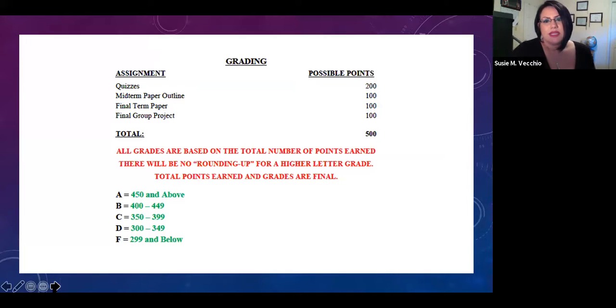So what I have done is provide an outline of what assignments would be involved, and there are 5 quizzes. There would be a midterm paper, an outline of a final term paper, and a group project. And all of these assignments are meant to integrate the knowledge that the students have gained from each module of the course. And I'm gonna run through each module very briefly for you guys.